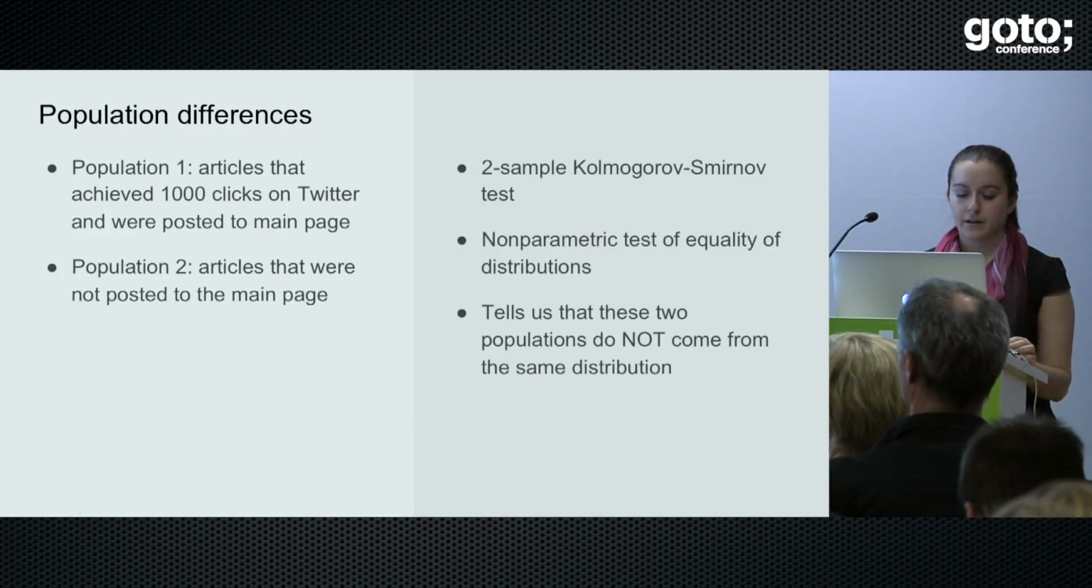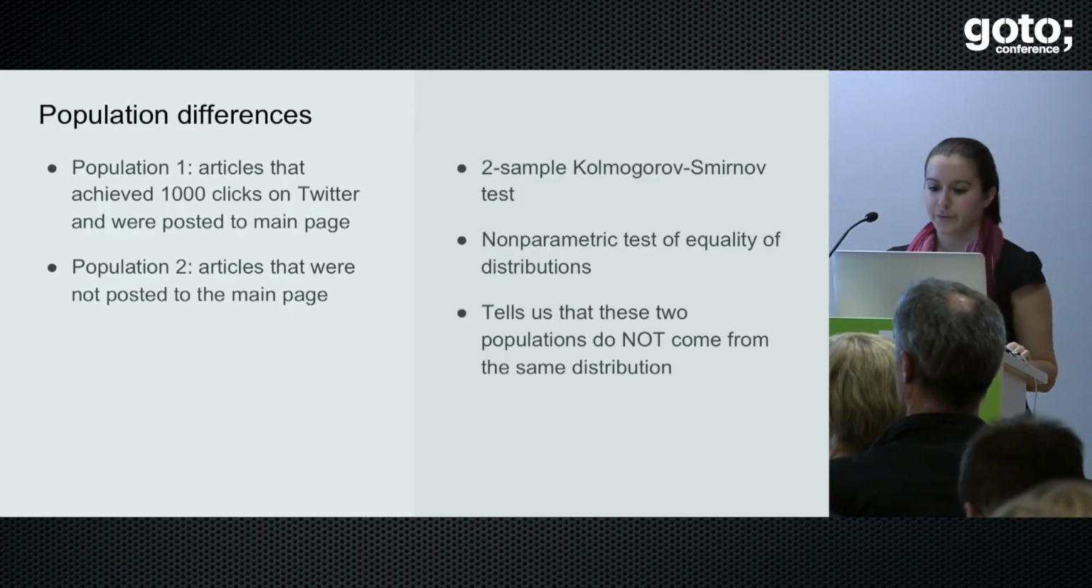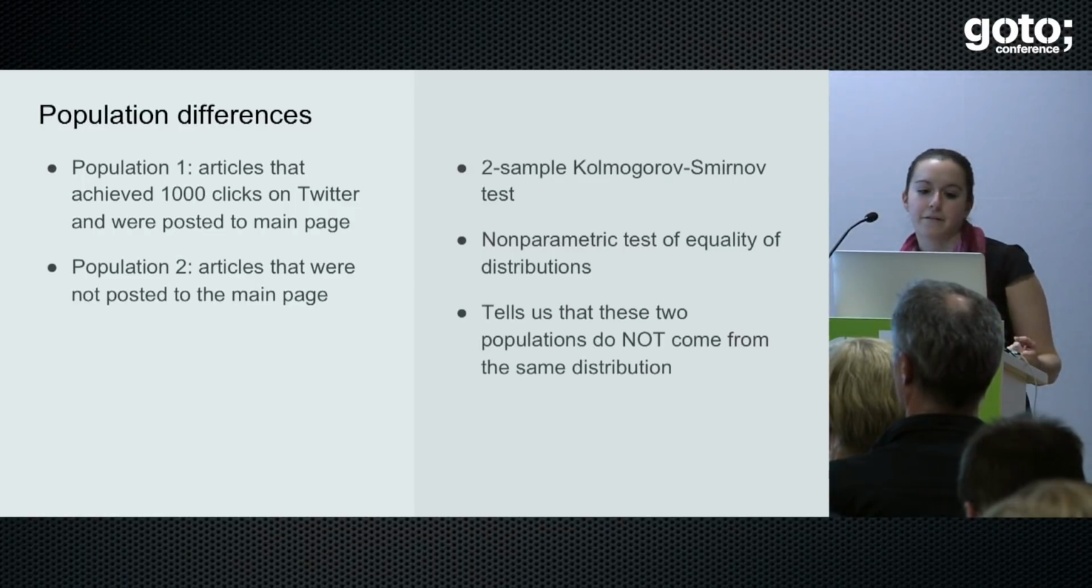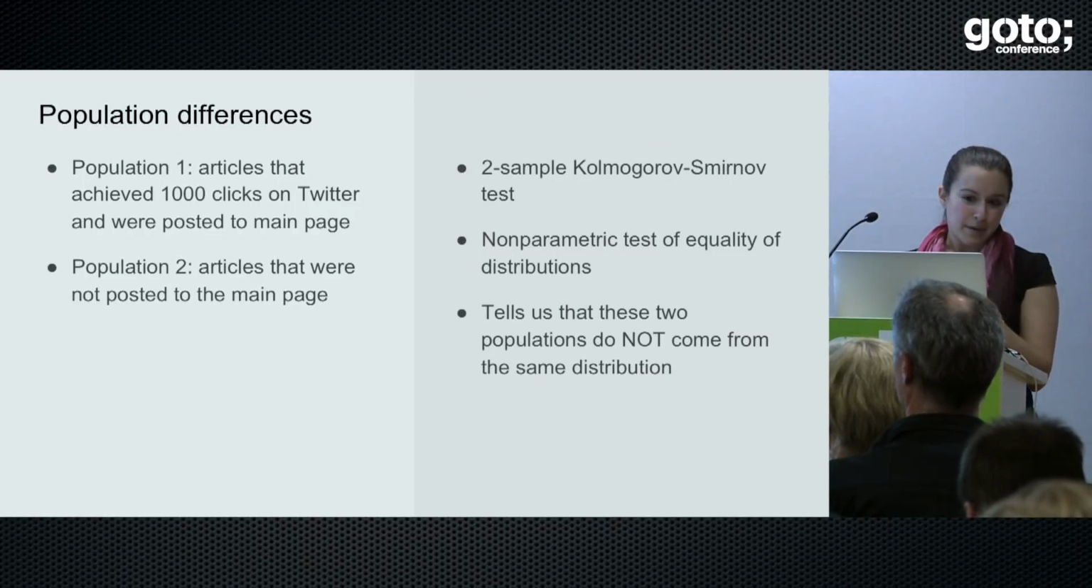The first thing we want to figure out before anything more complicated is whether these populations are statistically different. Population 1 is articles that achieved 1,000 clicks on Twitter and were then posted to our main page. Population 2 is articles that were not posted to main. So we have a main population and a not main population.